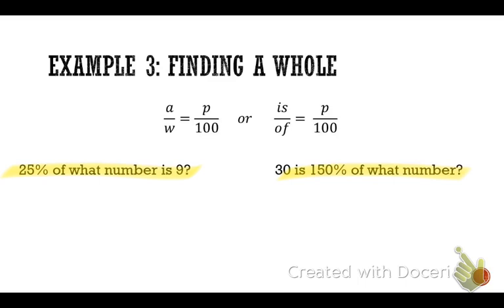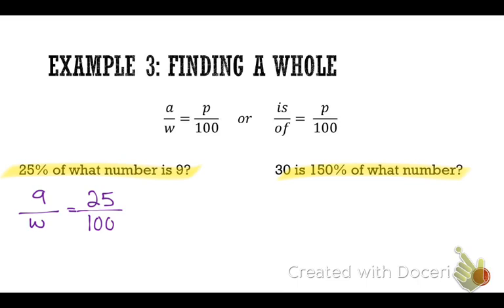So here's the key. It says, "of what number?" You don't know the "of," but you can't write "of" in the denominator. So what's the variable that stands for "of"? W. Okay? 9 over W equals 25 over 100. 9 was my is. 25 was my P. I plug them in and I solve for W. Go ahead and do your cross products to solve.